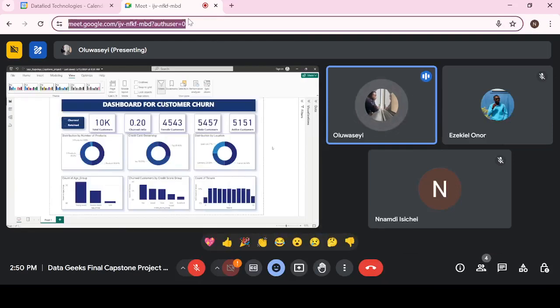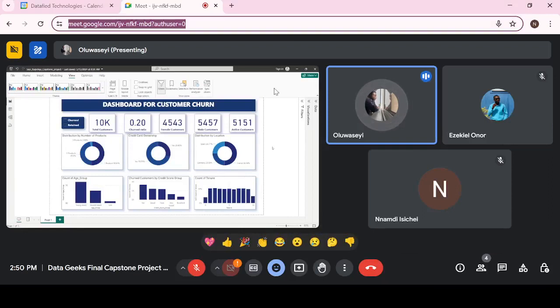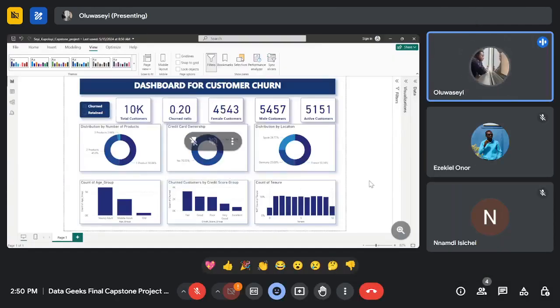Now, that's an overview of my dashboard. That's an overview of this report I'm presenting. Now, let's look at the churn. So I'm going to go to my slicer and click on churn.